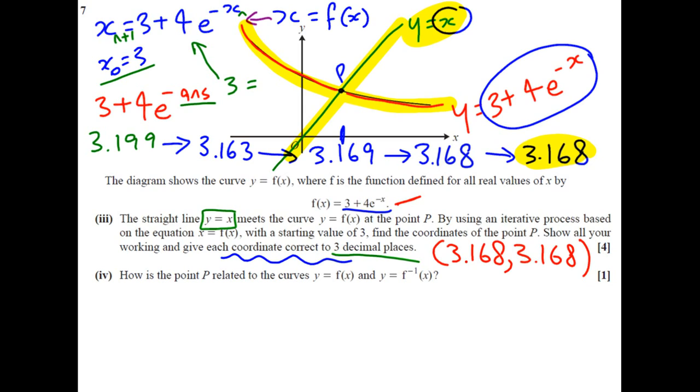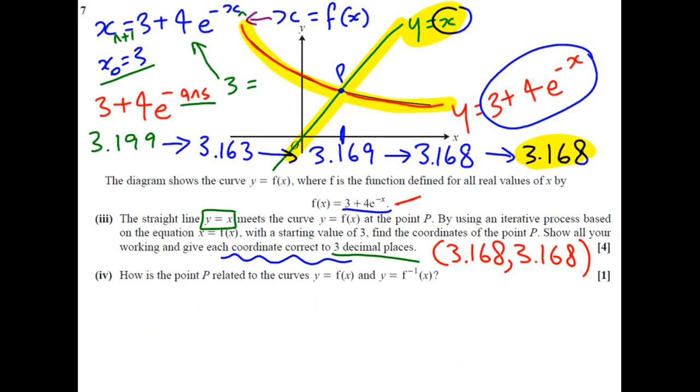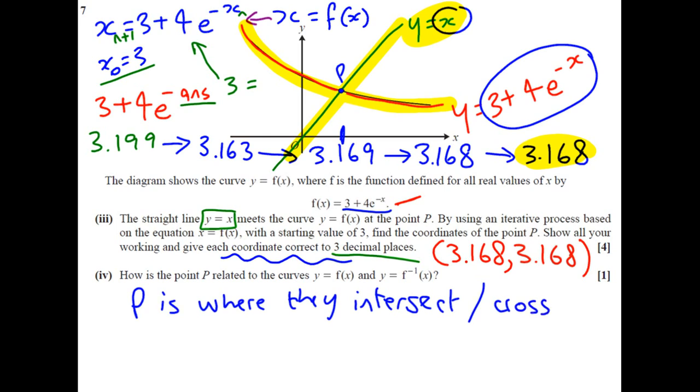How is P related to the curve y equals f of x and y equals f to the minus 1 of x? If you refer back to the diagram I drew on the previous slide, it's where the 2 lines intersect because they're reflections of each other. If you're right within the mirror, then you're going to be touching. So you can see on my diagram previously, that is where they cross. Okay, so you can just type P is where they intersect or cross.